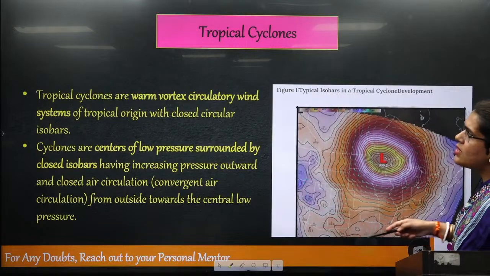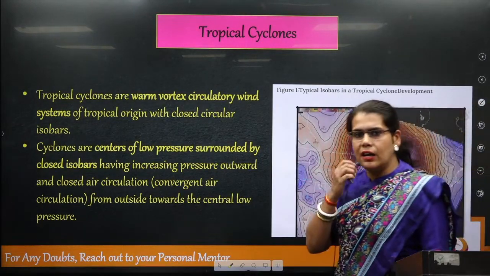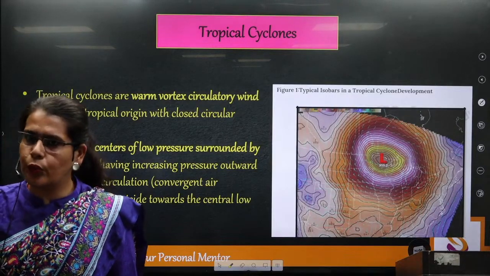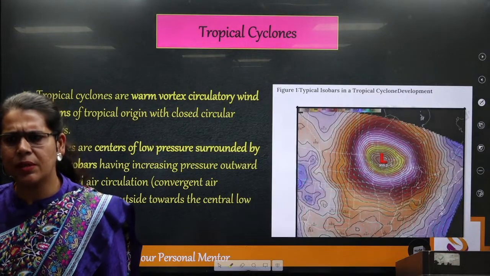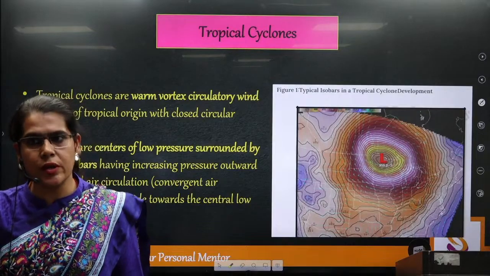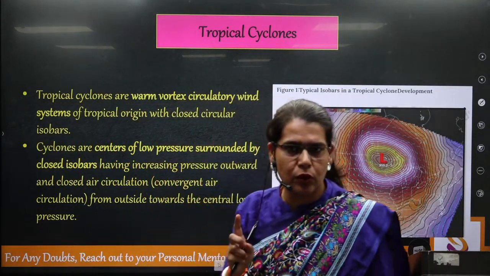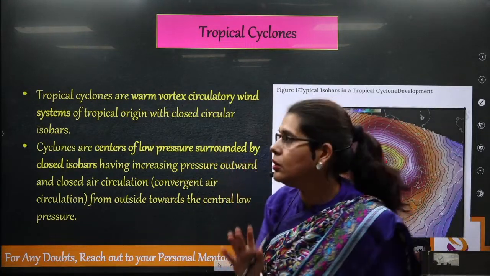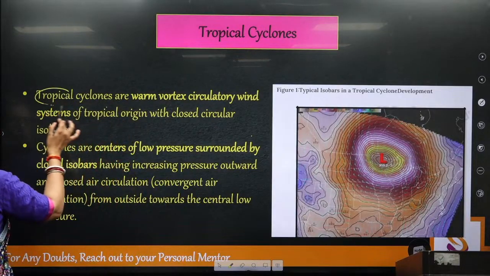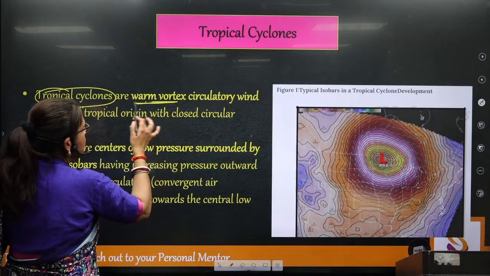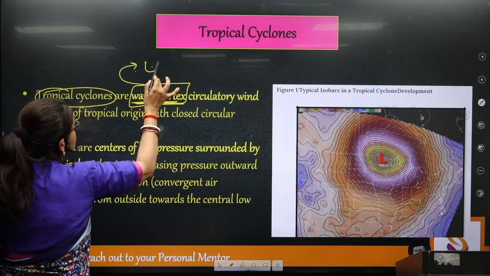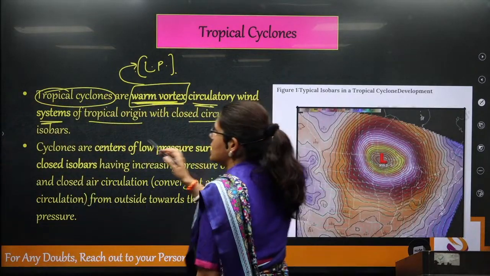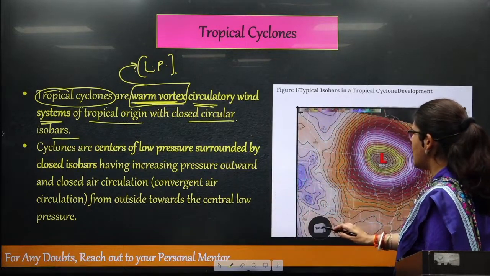Next, when we talk about cyclones. We have already learnt, when we talk about the circulation of winds, that two prominent forces are responsible for the winds. First, the pressure gradient force. Second, the Coriolis force, which leads to deflection. But now the third force, the centripetal force around a low pressure center, can result in continuously rotating winds, resulting in the formation of cyclones. So what are cyclones? Tropical cyclones are warm vortex, low pressure, circulatory wind systems of tropical origin with closed circular isobars. So the isobars here are closed and circular in nature.